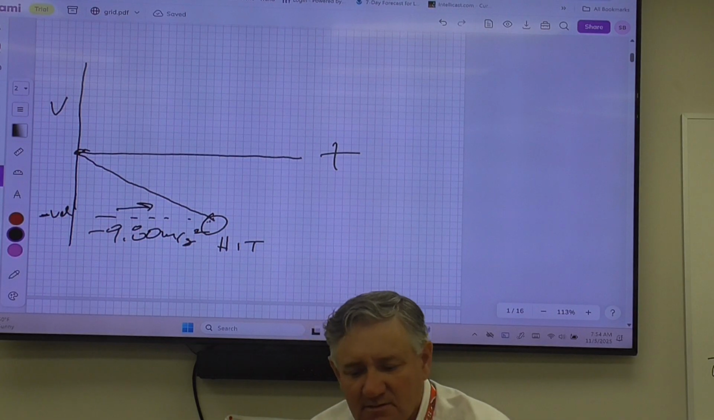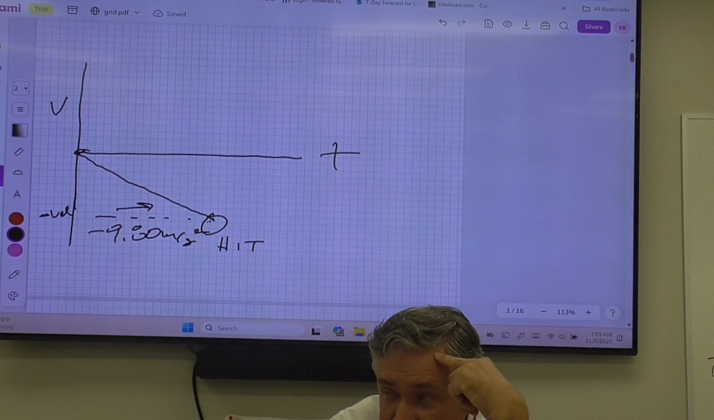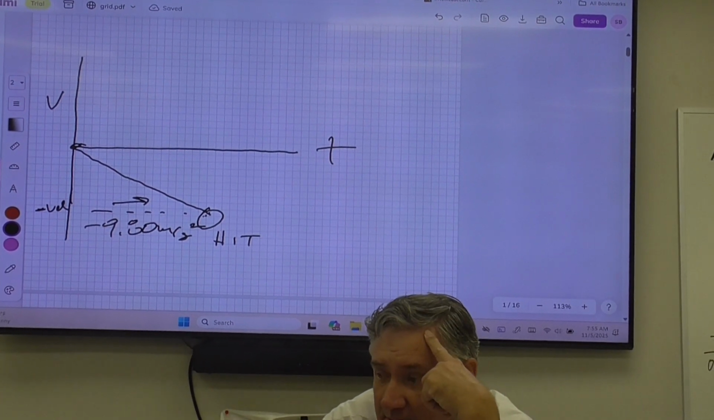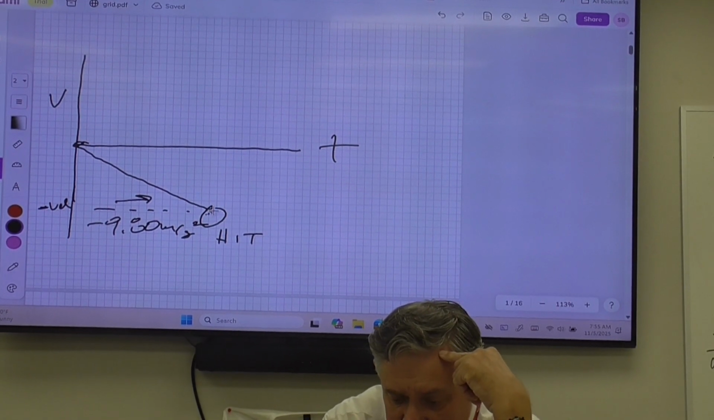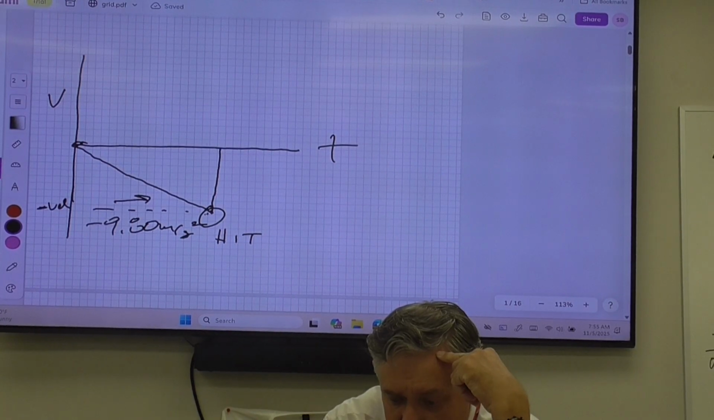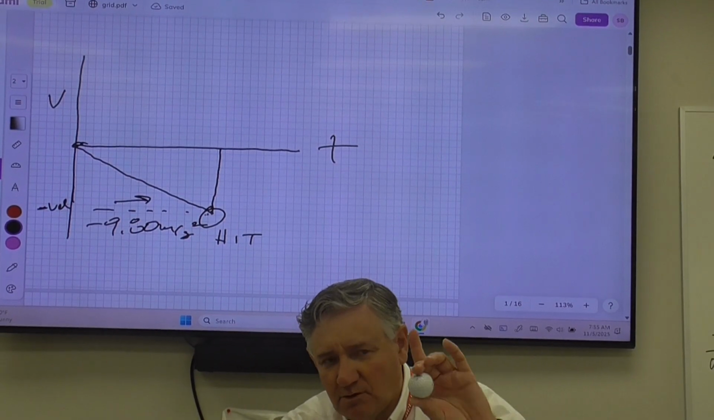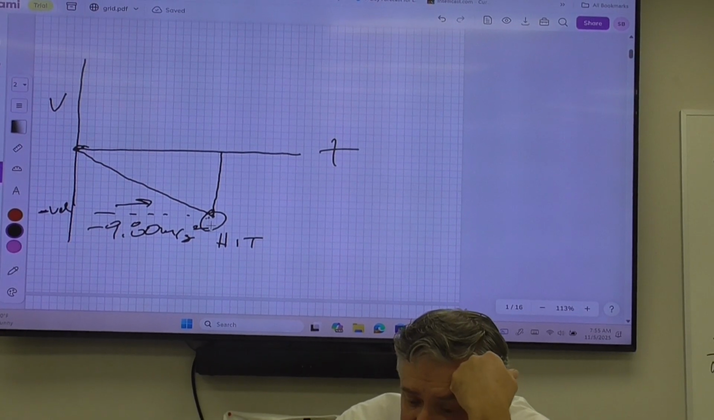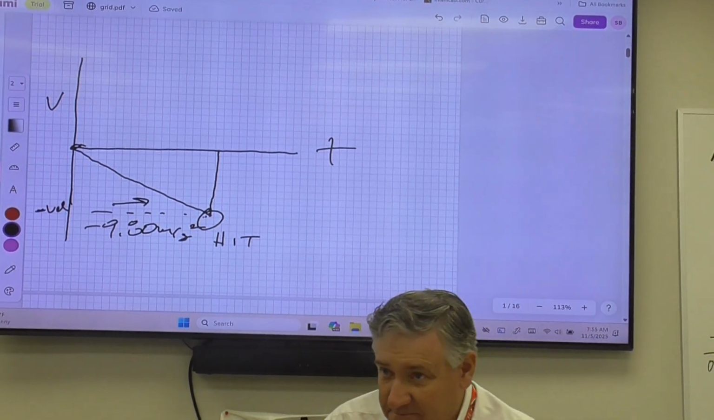So when it hits, this is the point that it hits. What's the line gonna do at that point? Will it go up steeply or will it go down steeply? Up steeply. Whoa, hold on, back up the bus. While it's falling, it has negative velocity and negative acceleration, right? Which means it's gonna speed up.